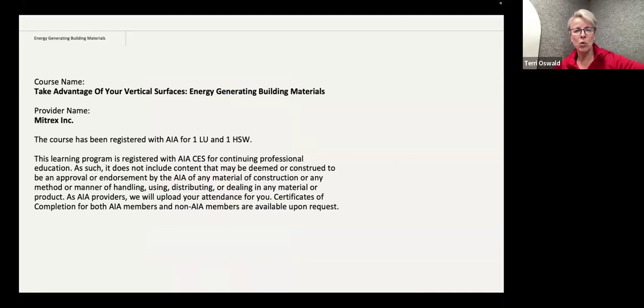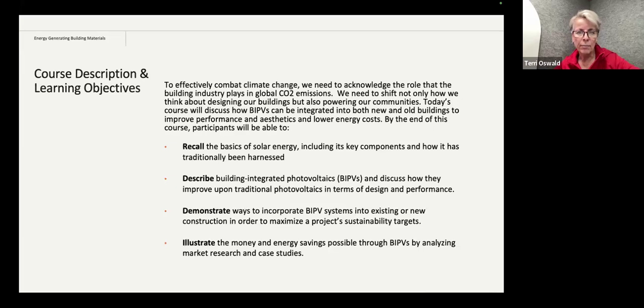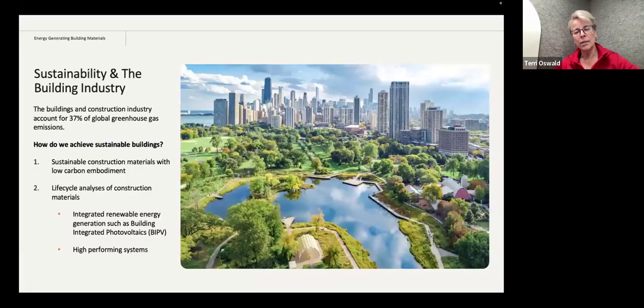So today we're going to cover the CEU credits, which, as Bo mentioned, please supply your information, and that will be registered on your behalf. We're going to cover the basics of solar energy. We're going to talk a little bit about BIPVs and how they improve on traditional photovoltaics in terms of design and performance. We're going to talk about how you can integrate this technology into your projects. We're going to talk a bit about money and energy savings. So we're going to cover a lot, but I'm going to keep it as basic and as simple as possible. I don't want to completely overwhelm you.